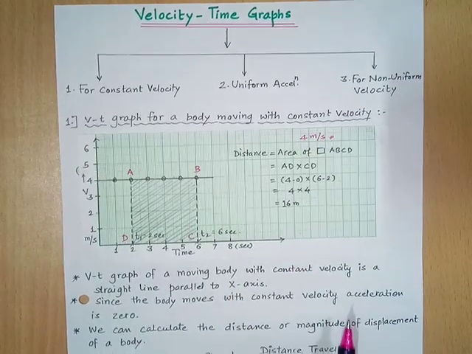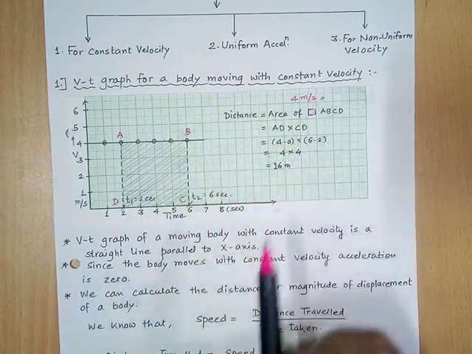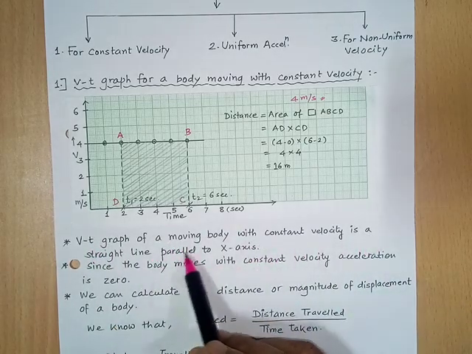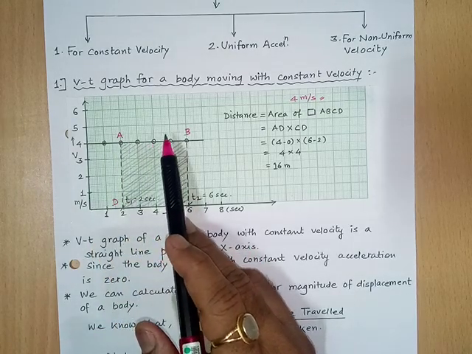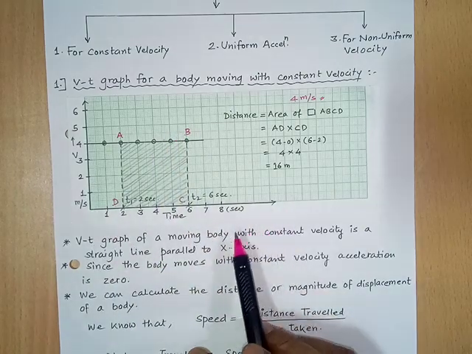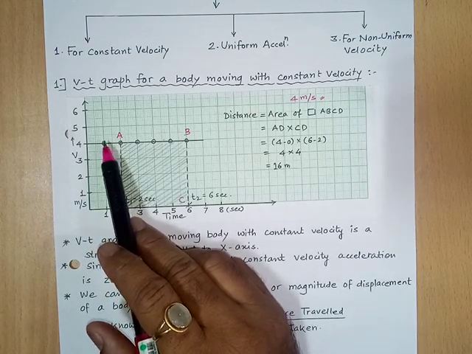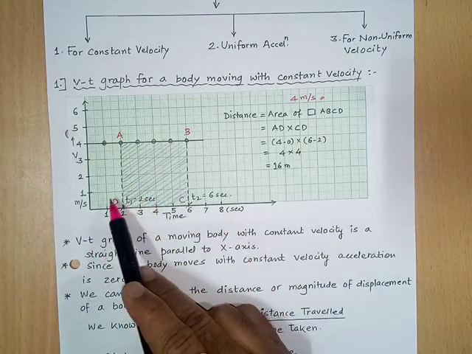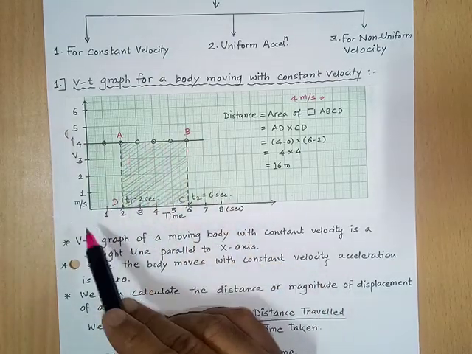Before that, let us understand a few points related to this velocity time graph for a moving body with constant velocity. The velocity time graph of a moving body with constant velocity is a straight line which is parallel to the x-axis, as I have already shown that this particular line is parallel to the x-axis. That's why in every motion of a body moving with constant velocity, when we plot the graph of velocity and time, we will get a horizontal straight line parallel to the x-axis.